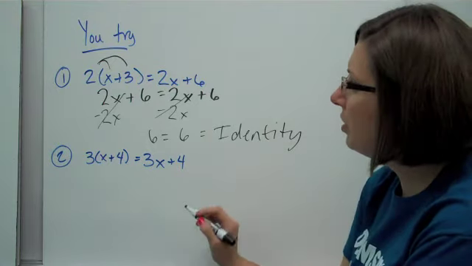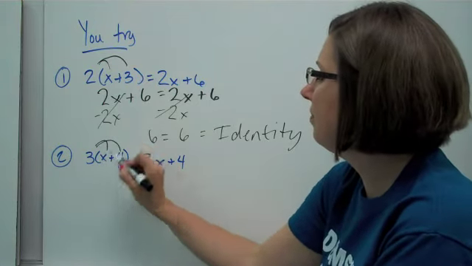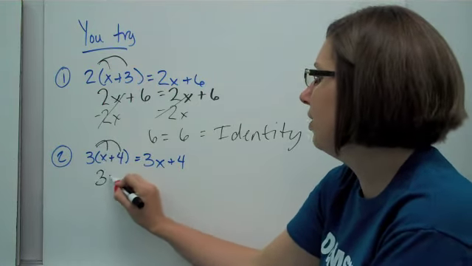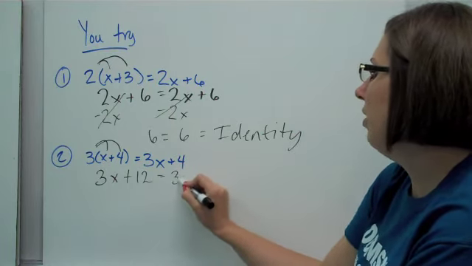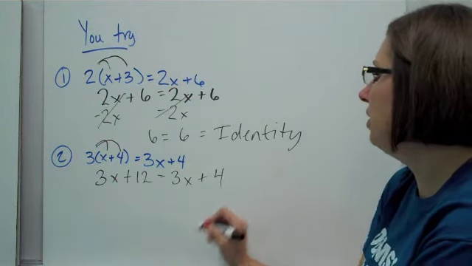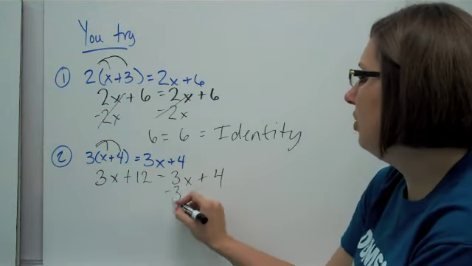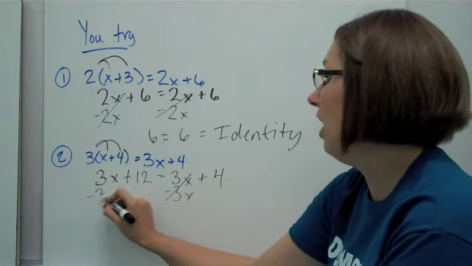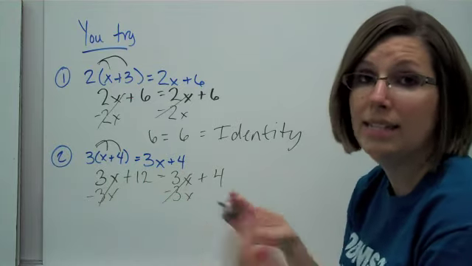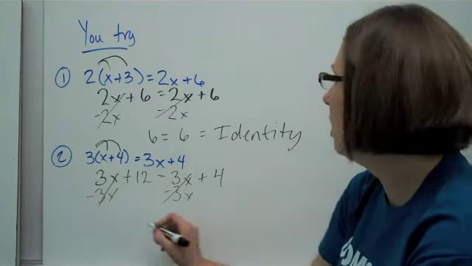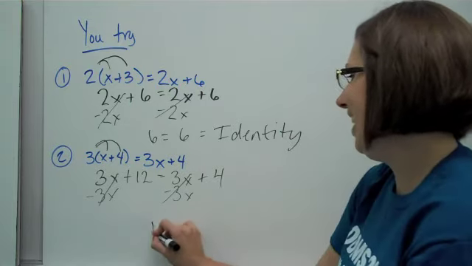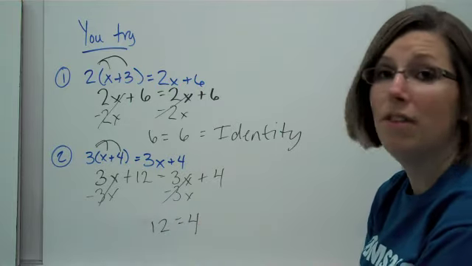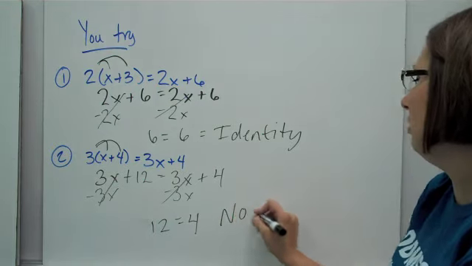Okay? Number 2, again, distribute. 3 times x is 3x. 3 times 4 is 12. Bring down the other part of your equation, and then undo the 3x from both sides, and that ends up wiping out all your variables, and you're left with positive 12 equals 4, which is a false statement, so this is no solution.